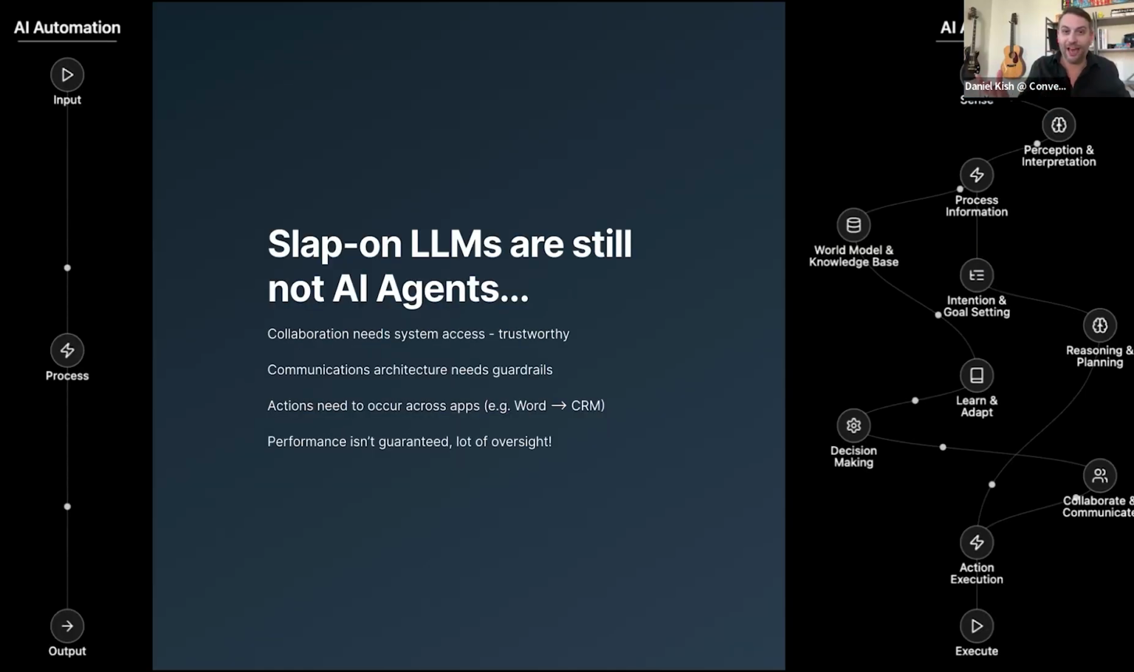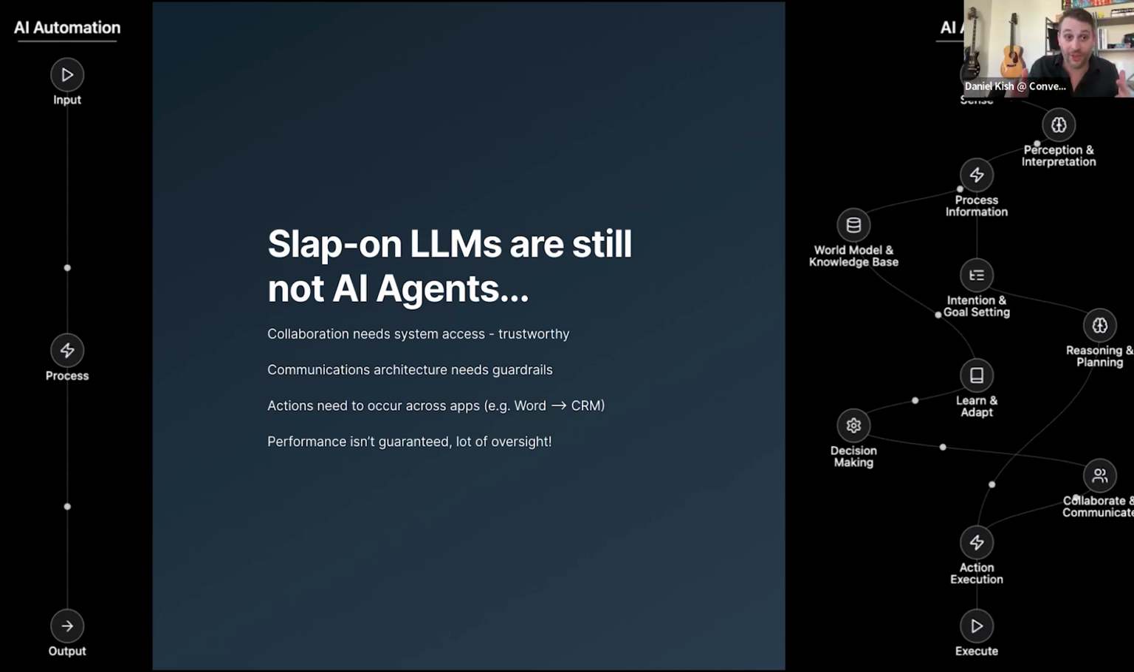We still have a bunch of slap-on LLMs that kind of look like agents, but this is still not the agentic description that I used in that last slide. So on the far left, we have a lot of things that put an LLM into something. There's the input, you have the process, you have the output. The LLMs are still not agents because they have to collaborate across systems and we need to trust them. They need an architecture on who to communicate with and how.